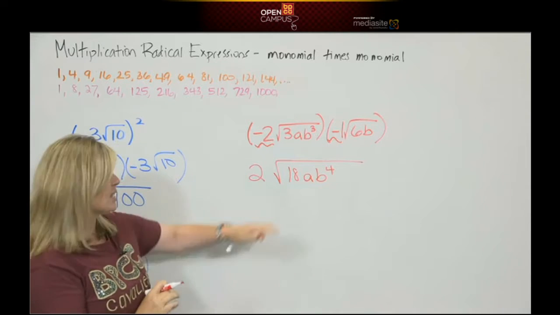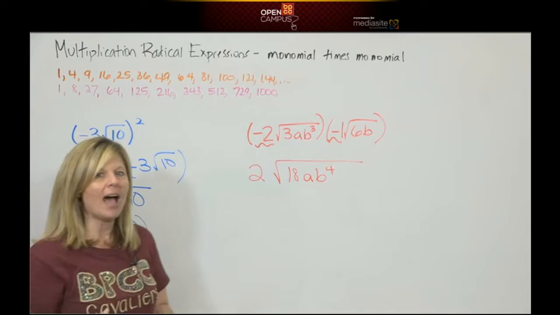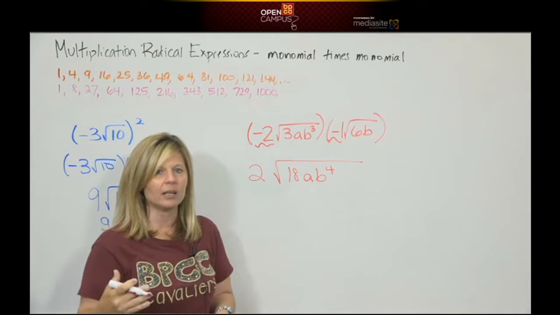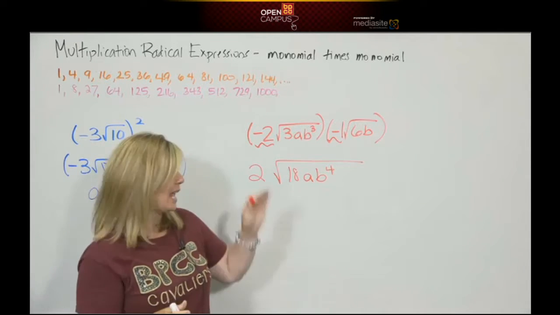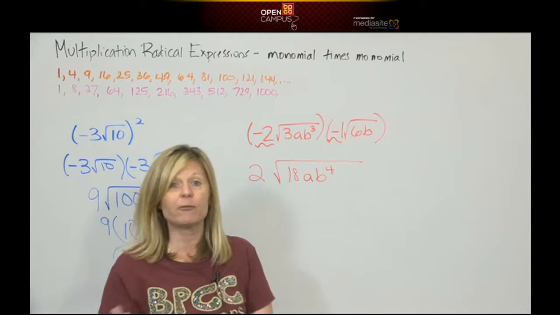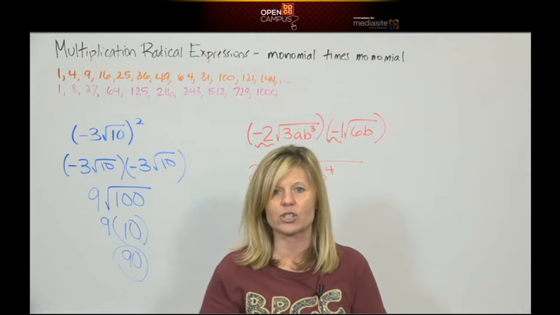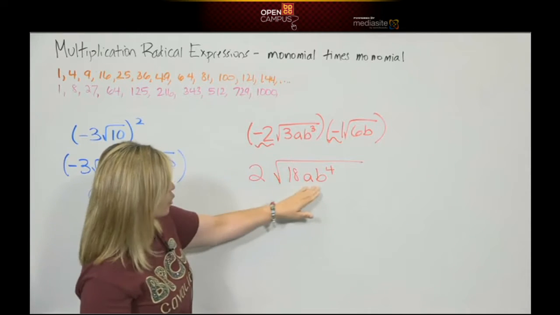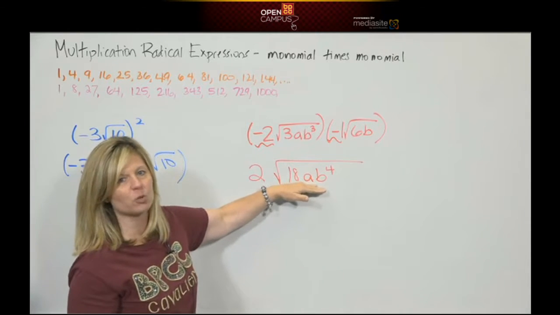Now, is that the final answer? You have to get in the habit of understanding. In radical world, anything underneath that root symbol has to be reduced. Just like in fraction land, you always reduce a fraction. So I now got to go through and pull out my perfect squares.